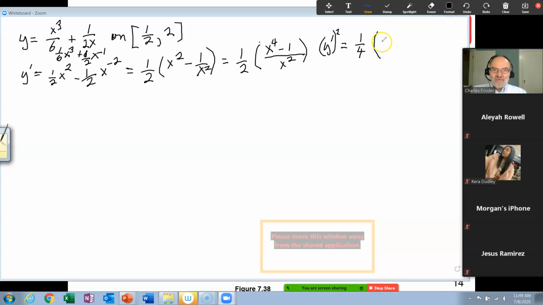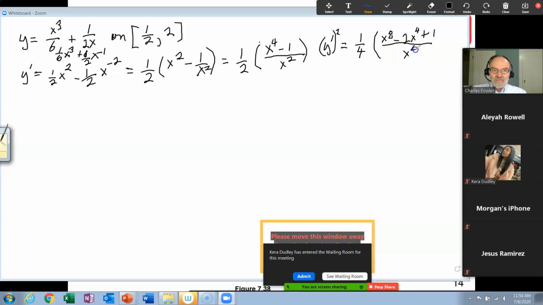The square of x to the 4th minus 1 would be x to the 4th times x to the 4th, which is x to the 8th minus 2x to the 4th. You square the first, twice the product of the 2, square the last, plus 1. And this one will be square the denominator, x to the 4th.